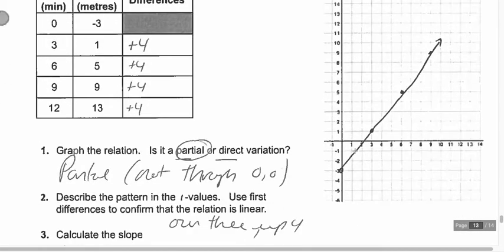Then we can just put it all together here. Here's the situation. Do we have partial variation, direct variation? You graph this. If it goes through here, it's partial. Or sorry, it's direct.